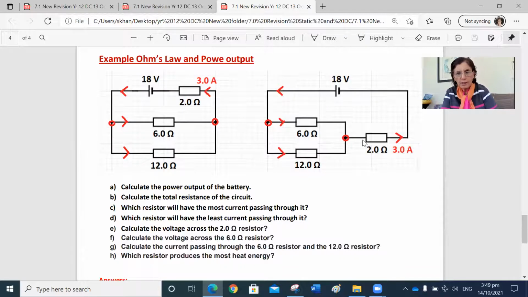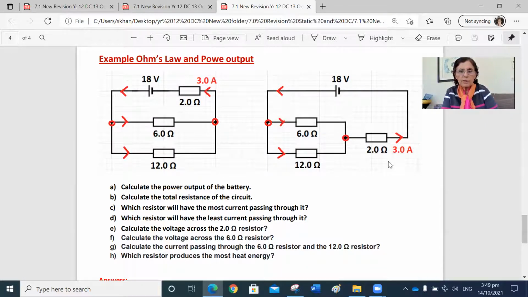Now, a question that could be asked is which resistor has the most current passing through it? So obviously this resistor is in series with the battery, we can see that. So it will have the most current passing through it. Whereas that 3 amp current, if 3 amp is going into the battery, it will be 3 amp coming out, and then it will be dividing. This one will have more current because it's a smaller resistance, and this one will have less current because it is a bigger resistor. So 3 amp will divide, just roughly we can say it will be 2 amps through there and it will be 1 amp through there.